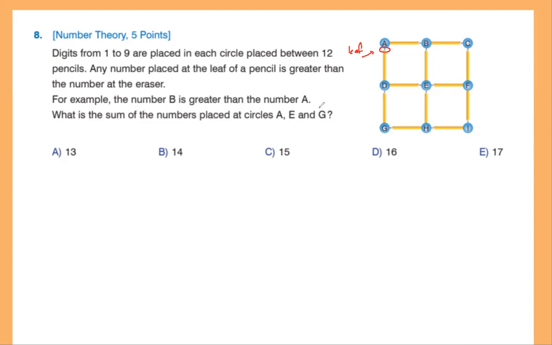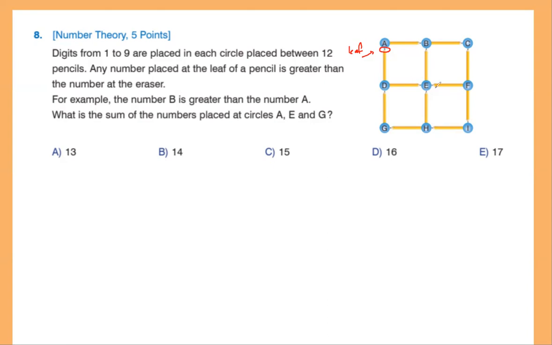For example, B is larger than A, because this is the tip of that, so it is larger than the eraser. Based on this, what is the sum of the numbers at A, E, and G? It might be a bit tedious to try to see which one is larger than which, but the tip of the pencil is larger, right?